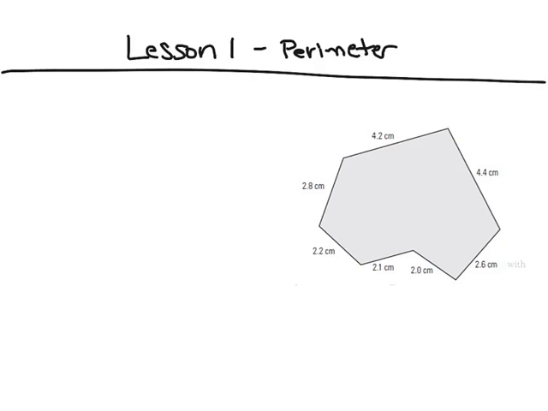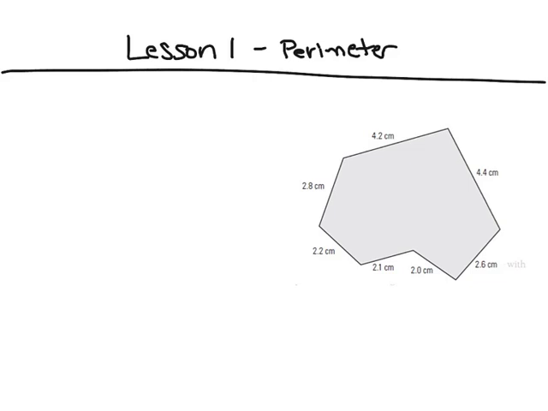Lesson 1, perimeter. Perimeter is the sum of all the lengths on the outside of a polygon. So it's the distance around something. A polygon is any kind of shape that has at least 3 sides and has angles. Circumference is how you find the outside of a circle. So you have formulas first on your page.